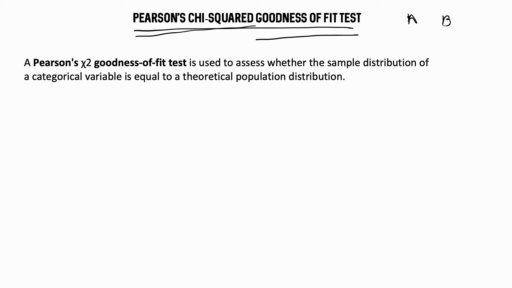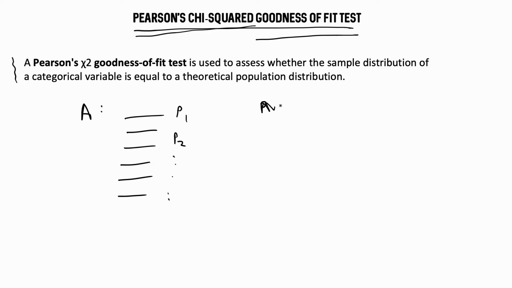In this video I'm going to go over how you can use that same test statistic to perform a goodness of fit test. A Pearson's chi-squared goodness of fit test is used to assess whether the sample distribution of one categorical variable is equal to a theoretical population distribution. For a goodness of fit test, you're going to have one categorical variable that has a certain number of factor levels, and at each factor level, you're going to have certain proportions. This is sample data, and then you want to have a model and test whether your model is a good fit for your sample data.